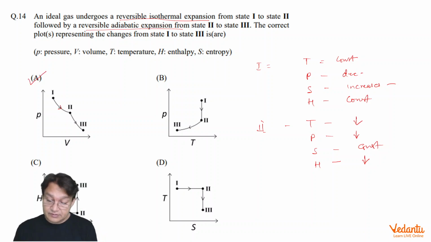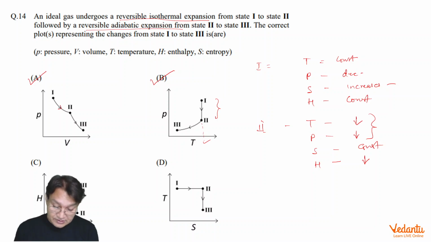Similarly, if you look at B, in B from 1 to 2, the pressure is decreasing and temperature remains constant. And from 2 to 3, the temperature is decreasing as well as the pressure is decreasing. So as we can see, the temperature and pressure both decrease in reversible adiabatic process. So option B is the correct option.